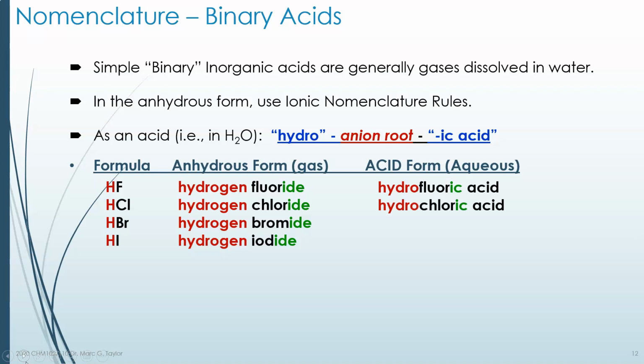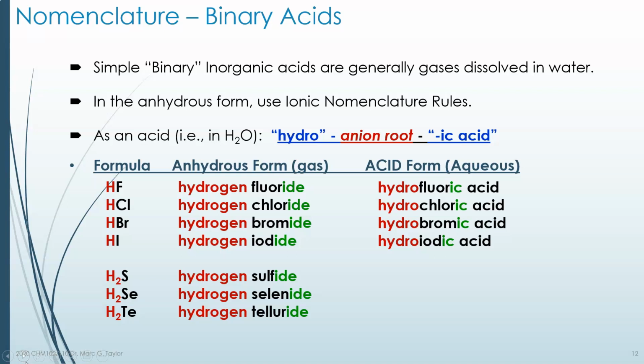HCl is hydrochloric acid. You've heard me use that term. Hydrogen chloride gas dissolved in water is hydrochloric acid. So the acids are all your aqueous forms. Hydrobromic acid and hydroiodic acid. Hydrochloric acid and hydroiodic acid are both pretty strong acids, so you have to be careful working with them because they're strong acids. We also have acids made from the elements below oxygen on the periodic table.